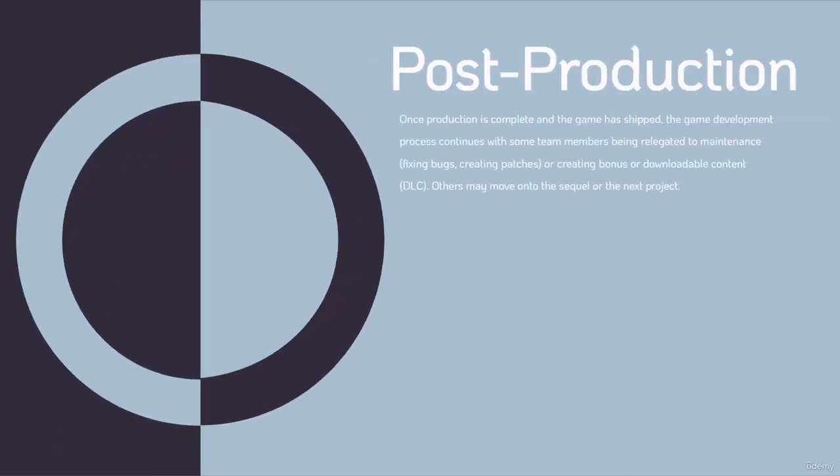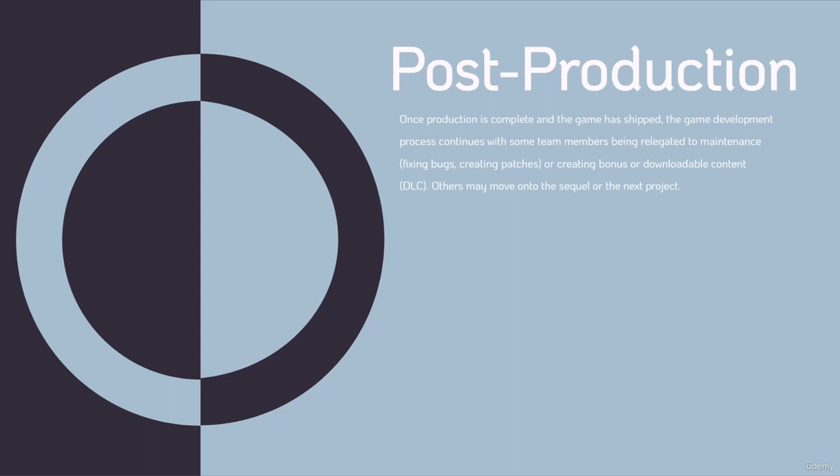Once production is complete and the game has shipped, the game development process continues with some team members being relegated to maintenance, like fixing bugs, creating patches, creating bonus or downloadable content, like DLC. Others may move into the sequel or the next project. Post-production in game development refers to the stage of video game development that comes after the game is released and includes the number of actions and processes aimed at maintaining and improving the game after its release.